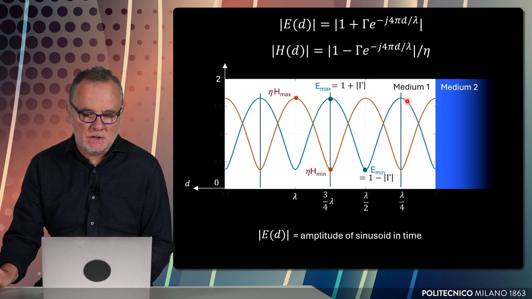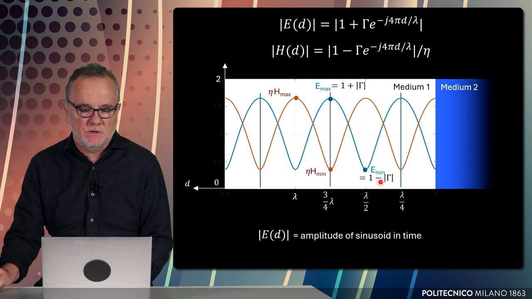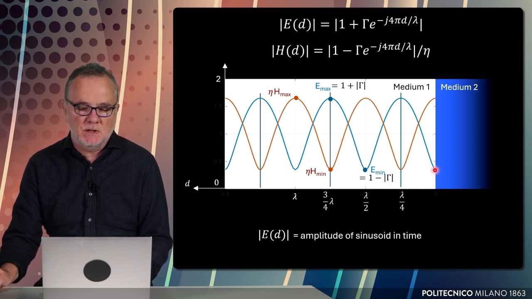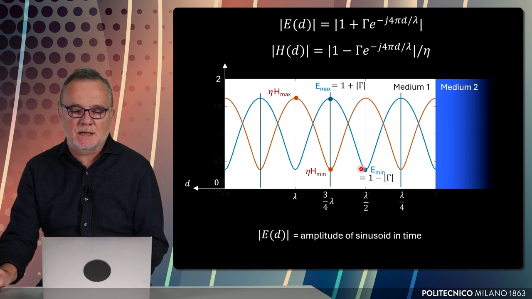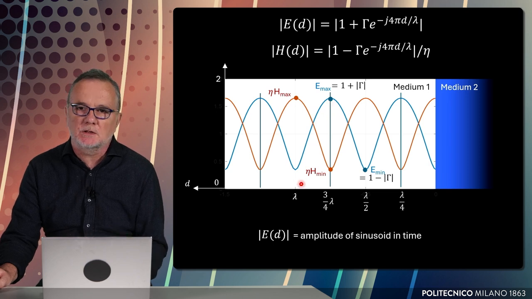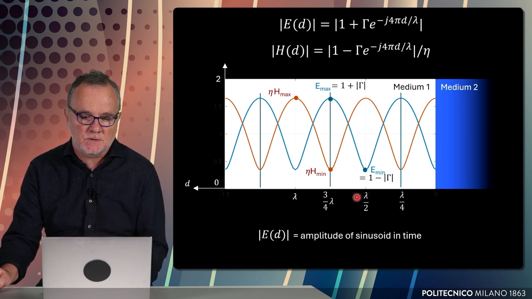Then we have an increase, we reach a maximum, we have a decrease, we reach a minimum. The value of the maximum in terms of the E field is 1 plus the magnitude of gamma. The value of the minimum is 1 minus the magnitude of gamma. So you see, this maximum can be as high as 2, and the minimum can be as low as 0. Depending on the value of gamma, this pattern can be different, but it is always present. So we have this periodic dependency on the distance from the interface of the amplitude of the electric field as a result of interference between two waves.